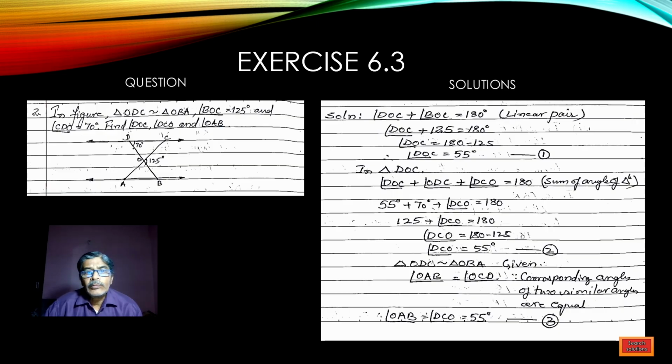So the problem says that triangle ODC is congruent to triangle OBA, angle BOC is equal to 125 degrees and angle CDO is equal to 70 degrees. Find angle DOC, angle DCO and angle OAB. So what is the solution? DOC and BOC add up to 180 degrees.